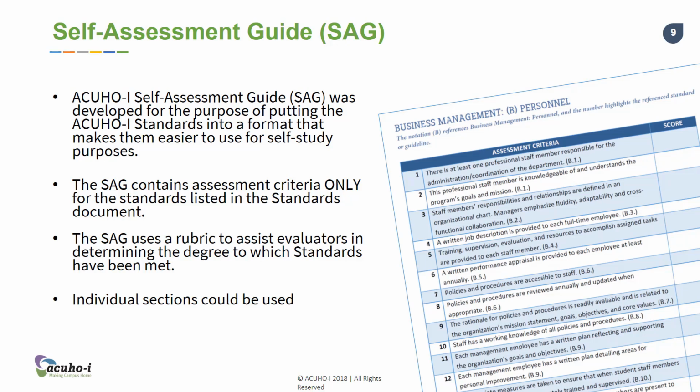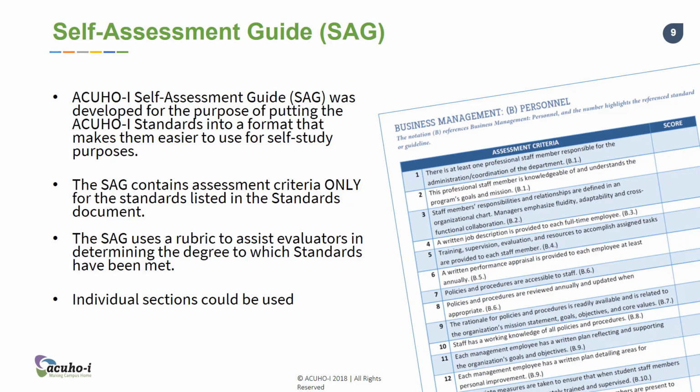The Self-Assessment Guide, or the SAG, is a really great tool and it's formatted to assist you. It was developed for the purpose of putting the core standards into a format that makes them easier to use for self-study purposes. The self-study is an important part of any review process and helps professionals in a review process find evidence and information to help confirm or underscore areas of opportunity and growth.